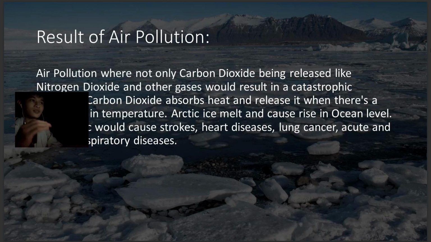So the results of air pollution are not exactly visible immediately, but they can be quite catastrophic. The more carbon dioxide exists, the more heat it absorbs from the sun, and then it releases it when there's a difference in temperature. For example, in the Arctic, the ice has melted and caused a rise in ocean level. Other air pollutants, like hydrogen sulfide and other carcinogens like benzene, will cause strokes, heart disease, lung cancer, and acute and chronic respiratory diseases.